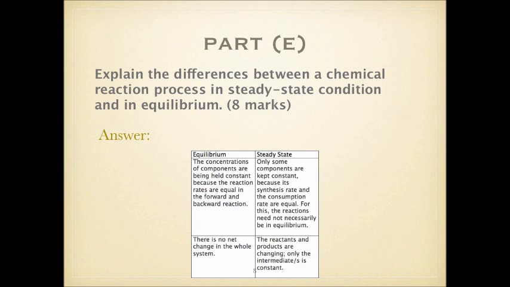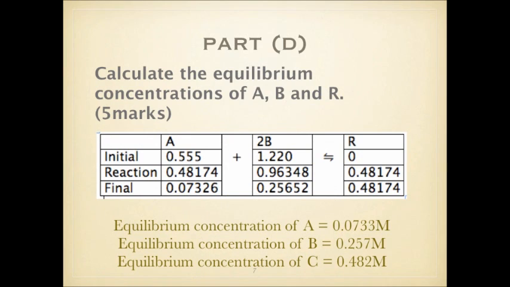As 2 moles of B is required to react with A in order to produce R, multiplying 0.48174 by two will give the reacted concentration of B, which is 0.96348. In order to calculate the equilibrium concentrations of A, B, and R, subtract the reacted amount from the initial value. Thus, the equilibrium concentrations of A, B, and R are 0.0733 M, 0.257 M, and 0.482 M respectively.